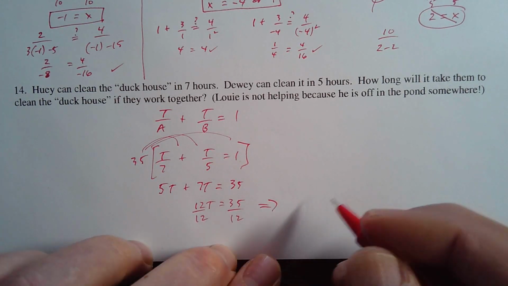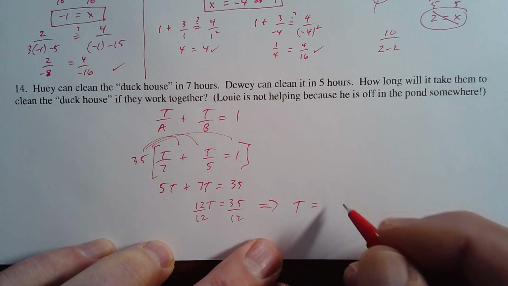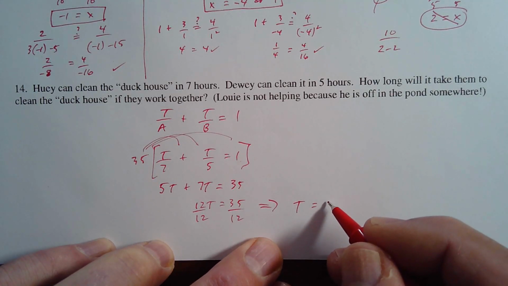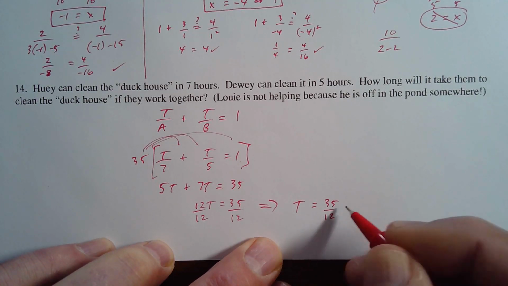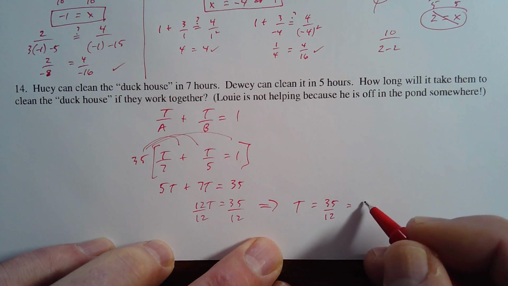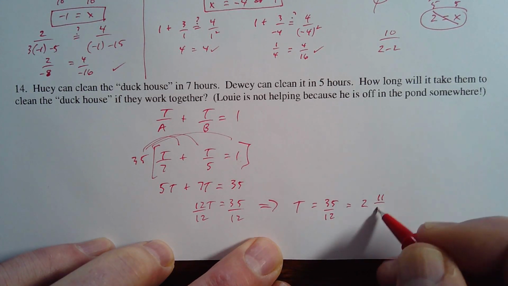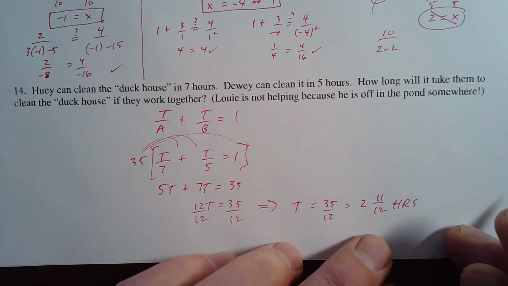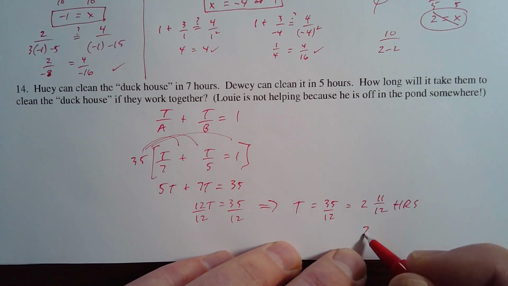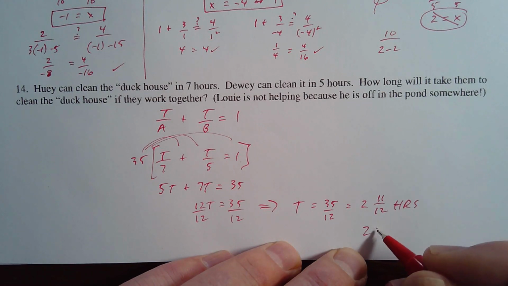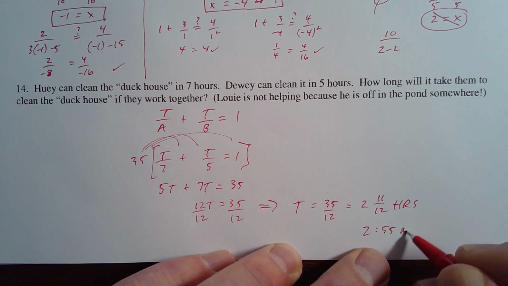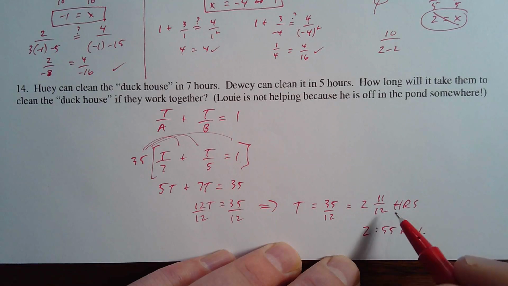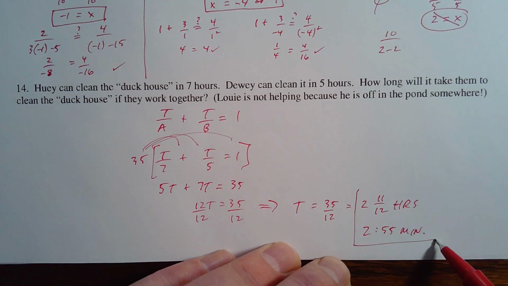And that gives me t equaling 35 twelfths, which would be 2 and 11 twelfths hours, or if you wanted to say 2 hours and 55 minutes. Hours or minutes, either way is fine.